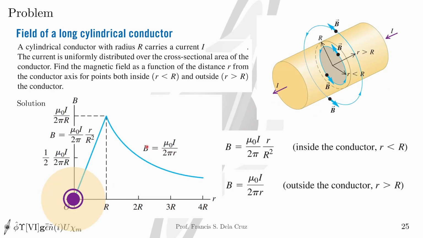So this is the distribution. This is the plot of the magnetic field. If you're inside the conductor, you can see that the magnetic field is increasing, especially as you are closing in on the radius, the distance r from the center of the conductor. And then outside r, you will see that the magnitude of the magnetic field produced by this long cylindrical conductor diminishes. You can also remember from our example in the coaxial cable.